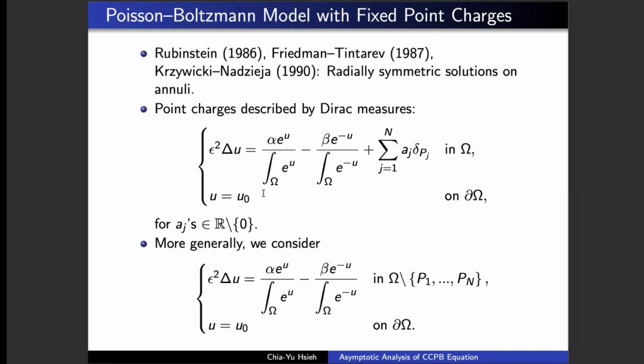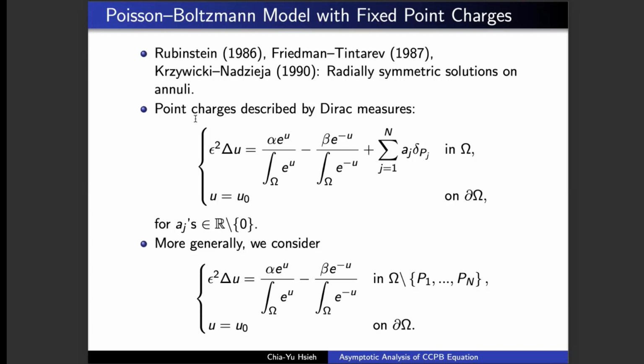Okay, let's come back to the Poisson-Boltzmann equation. And now we want to add some fixed point charge in this system. A related problem was studied by Rubinstein, Friedman, Tintarev, Krzywicki, Najera, and some other people in the 80s and 90s. And they considered the radially symmetric solution on annuli. This situation can be considered as inside the annulus domain, it can be regarded as a charge hole inside.